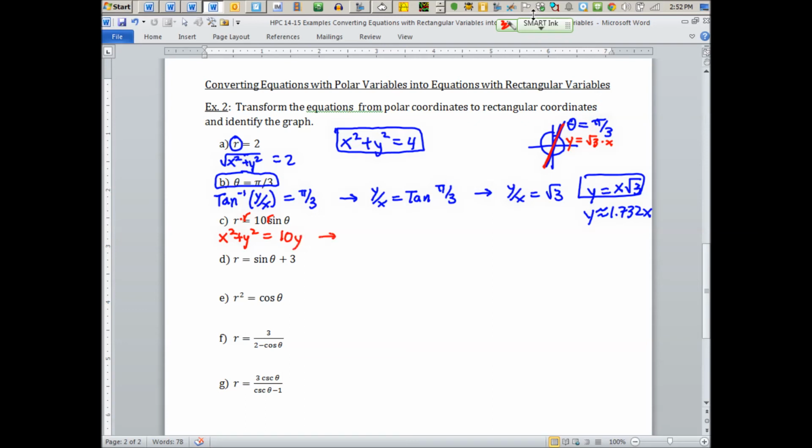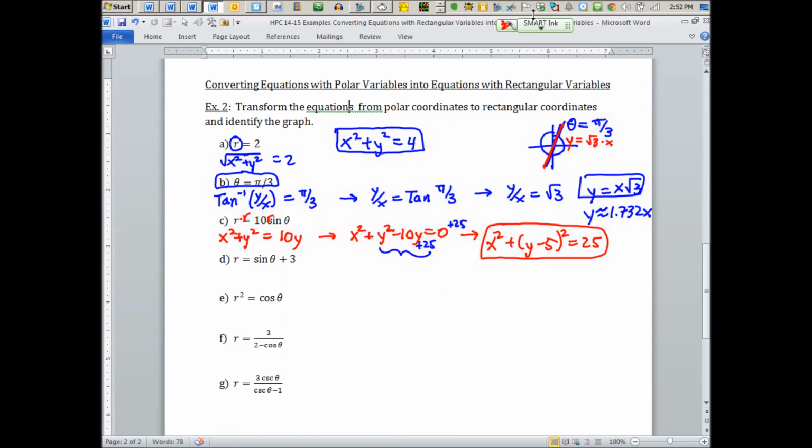Okay, now if you want to work on this a little more, you can bring the 10y to the left side and even complete the square. So I'm going to squeeze in a plus 25 there and a plus 25 there, and I get x squared plus y minus 5 squared equals 25. And this is just a circle whose center is at 0, 5 and has radius 5.